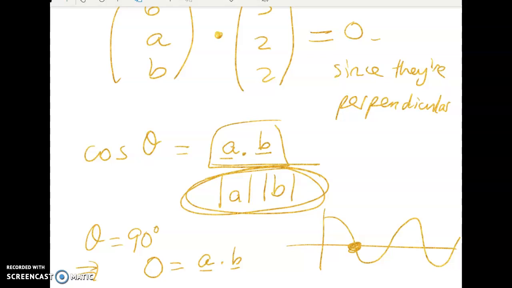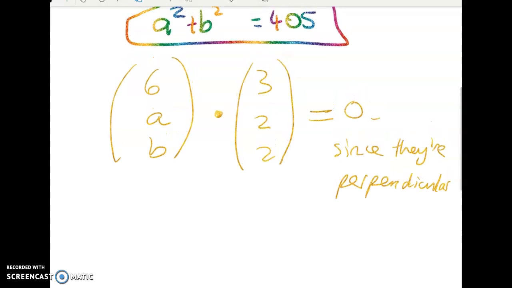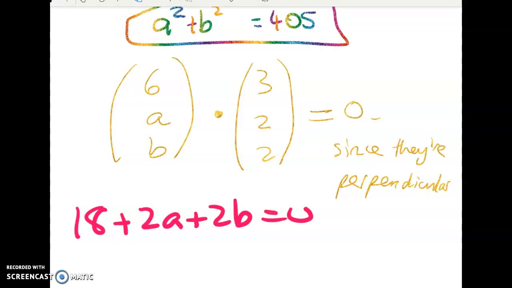Okay, so that was just a little bit of a brush up on the whole dot product idea. We don't need all of that here. We can quickly say that if two vectors are perpendicular, their dot product is going to equal 0. So what we're going to get here is a linear equation in two variables. It's going to go like this. 18 plus 2a plus 2b is equal to 0. Dividing through, we get 9 plus a plus b is equal to 0.